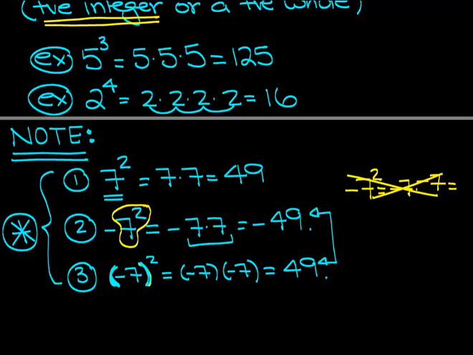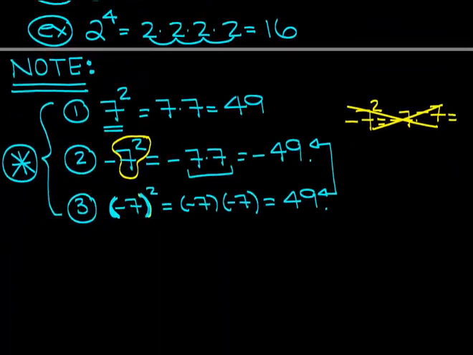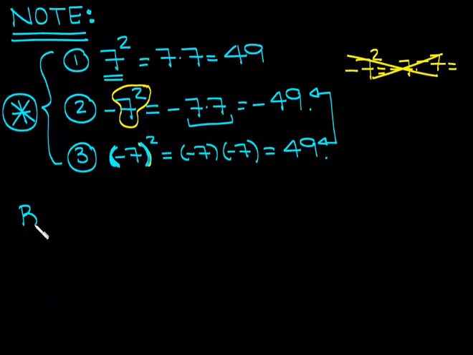Okay. Now that we looked at some examples of exponential numbers, let's take a look at some of their properties. So these are properties of exponential numbers.